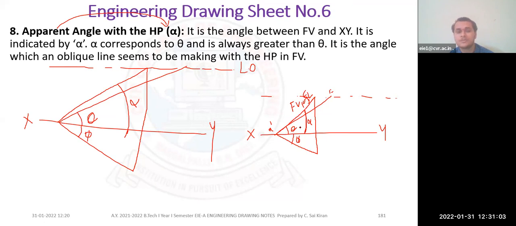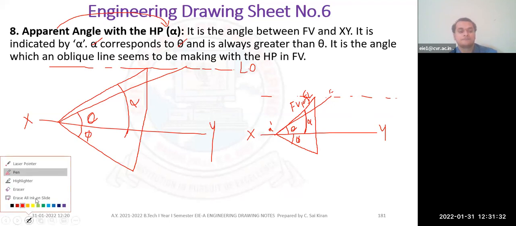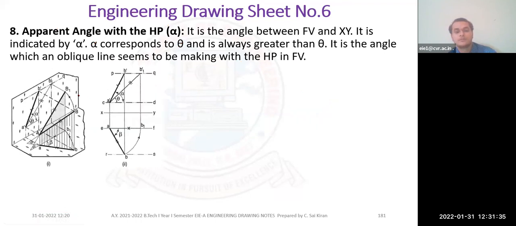Whenever you see here, alpha is always greater than theta. It is the angle which an oblique line seems to be making with HP in the front view. So with respect to the front view, whatever angle it is taking is called apparent angle alpha. Already whatever I have said, same thing.